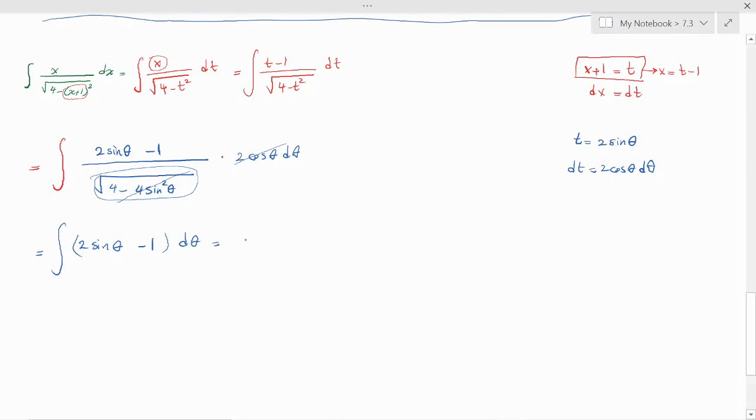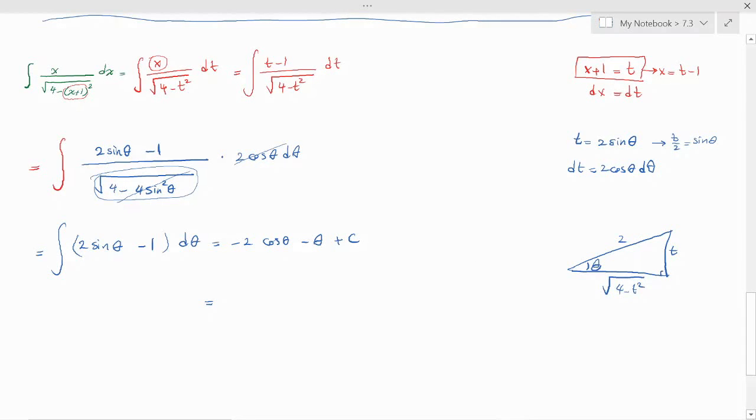The integral will be simply negative 2 cosine theta, because the integral of sine is negative cosine, and the integral of negative 1 is minus theta, plus some constant. Here is the important part. You go back and say, okay, what was the cosine theta in terms of t? So first, draw the triangle. We call this theta. We know t divided by 2 equals sine theta. And sine theta is opposite divided by hypotenuse. So this is t, this is 2. This would be 2 squared minus t squared, which is 4 minus t squared.